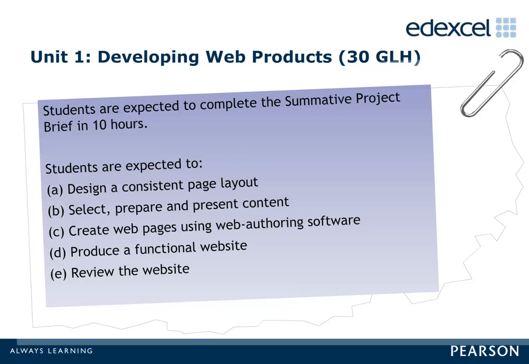Each unit has 5 assessment strands. Strand A. Design a consistent page layout. Students need to produce designs for each of their web pages that show the layout of the assets on each page and a consideration of appropriate design features such as the color scheme, fonts, font size, and the position of interactive features such as links, hotspots, or rollovers.